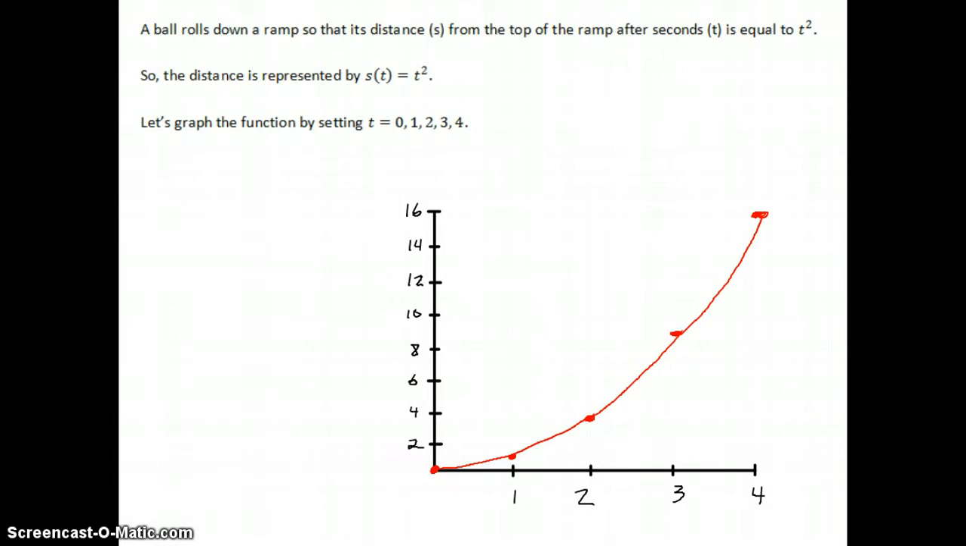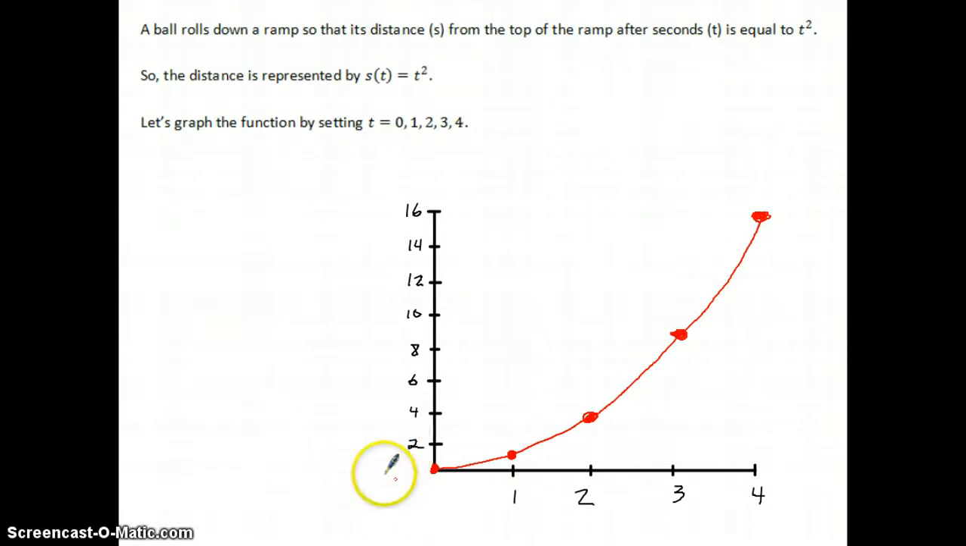The first one, we have a 0, and so we plug in 0 into the t spot, and we have a 0. When x is 0, y is 0. Or I should say when t is 0, the distance is 0. And we plug in a 1, 1 to the power of 2 is 1. We plug in a 2, 2 to the power of 2 is 4. We plug in a 3, 3 to the power of 2 is 9, and then we plug in a 4. 4 to the power of 2 is 16.